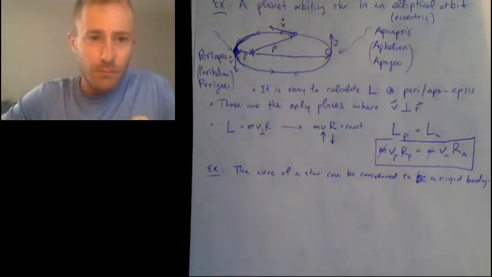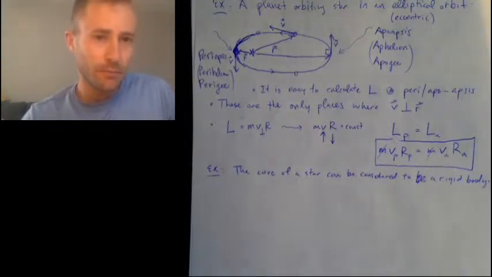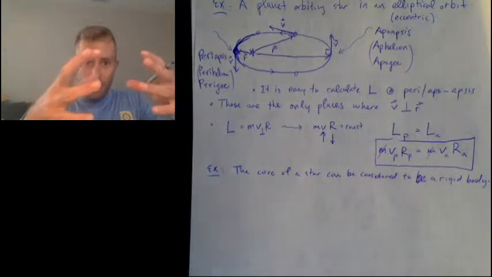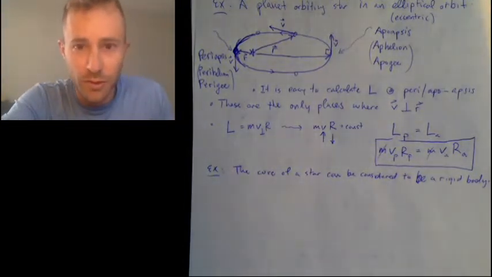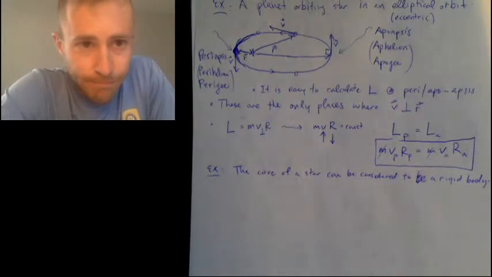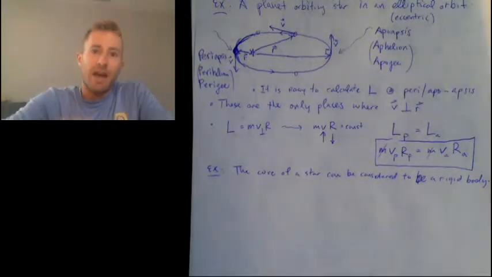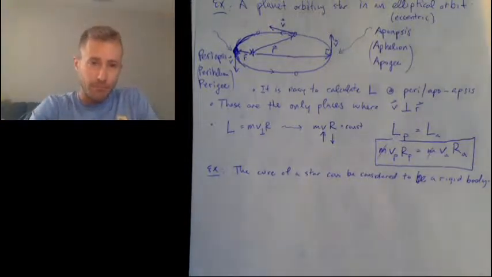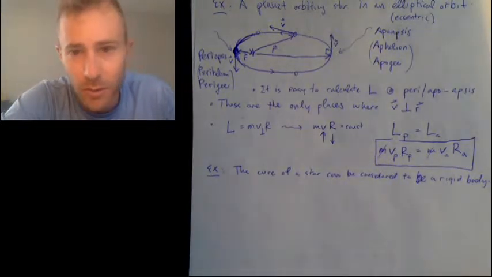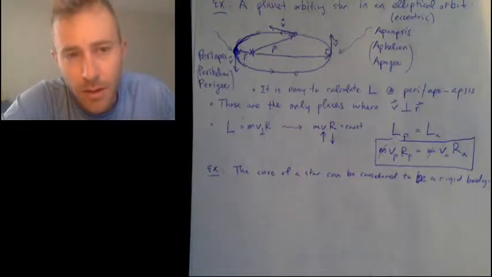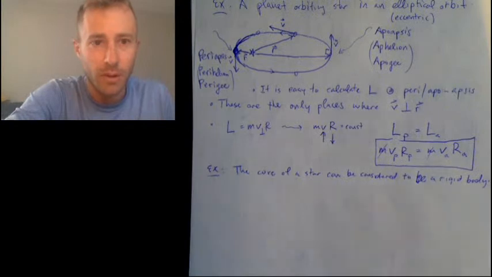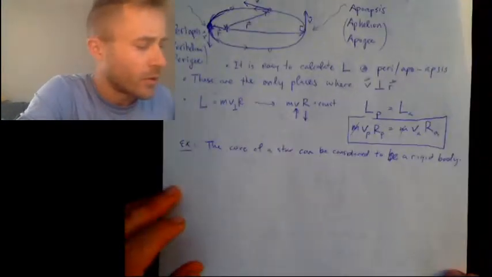A star has a number of layers too. It has the core, which is the place where nuclear fusion is happening. Outside of that, it has what's called the radiation zone, then the convection zone, and then the photosphere. Maybe I'm getting the names and the orders of those wrong, but I think those are right. That has to do with the way that energy is transferring between the layers of the star. So the core can be considered a rigid body.